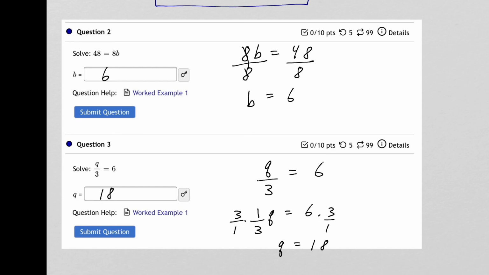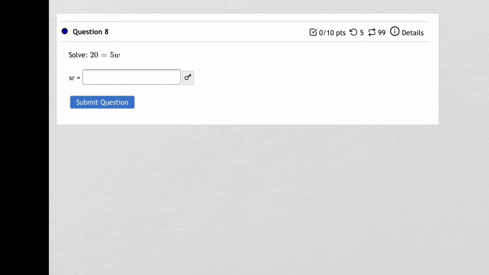And notice we can check it, right? If we plug it back in, well, 18 divided by 3 is 6. So 6 equals 6, right? That checks. And we'll do one more. Let's say we have, solve 20 is equal to 5w. Here, this time I'll leave the variable on the right-hand side. Again, it doesn't matter.